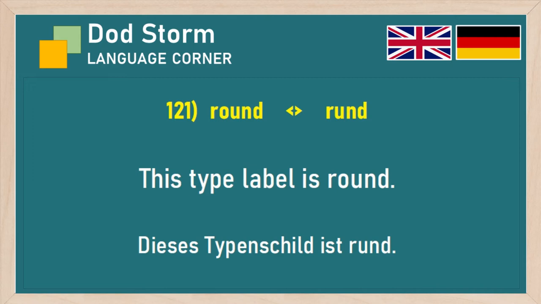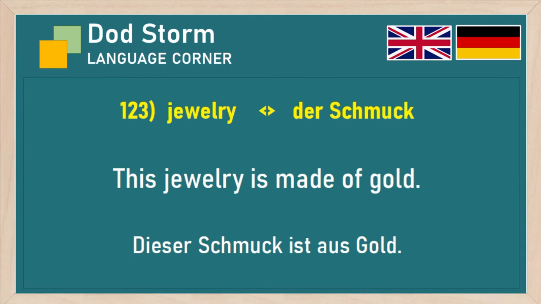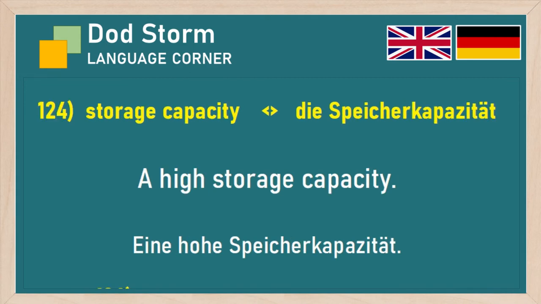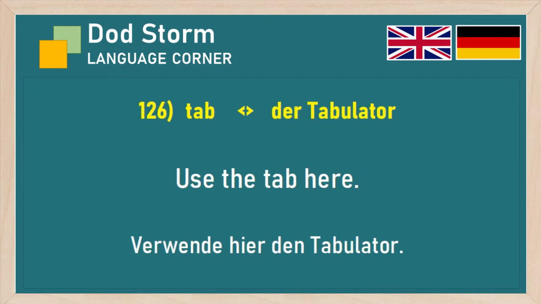This type label is round. My scanner is too slow. This jewelry is made of gold. A high storage capacity. You have to save the text. Use a tab here.